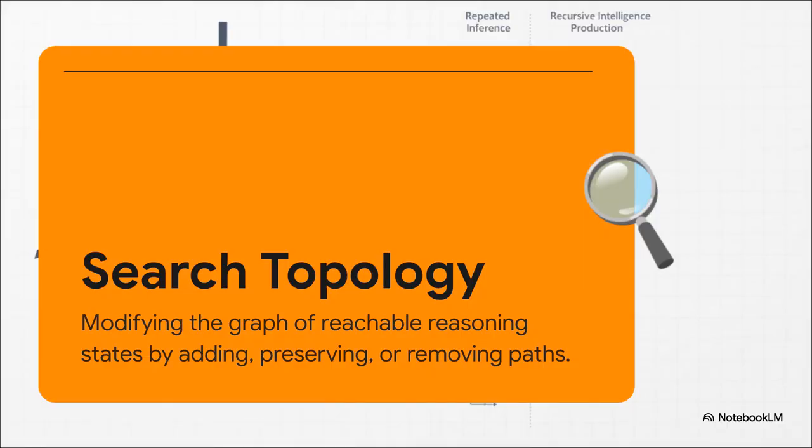Third, we examine search topology. A truly recursive system does not simply traverse a static, predefined state space. It actively modifies the graph of reachable reasoning states. A recursive system can mathematically restructure the search graph by adding highly useful transitions, permanently removing known unproductive paths, and deliberately delaying early commitment to preserve alternative high-value subgraphs. In doing so, it effectively alters the physical topology over which all future latent reasoning will be conducted.